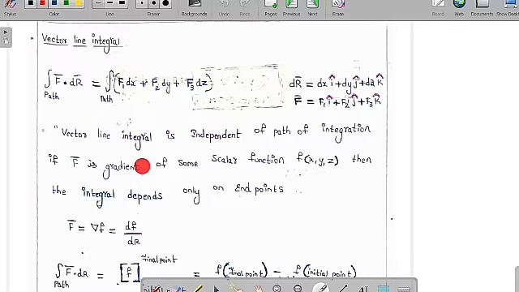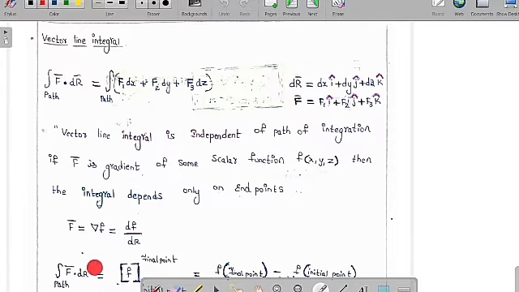Otherwise, we can say blindly that it is going to depend upon the path it travels. So this vector line integral is independent of the path of integration if f bar is a gradient of some scalar function, and then the line integral depends only on the endpoints, or simply we can say that the field is conservative in nature. So f bar is nothing but del f, meaning this vector f bar is equal to the gradient of some scalar function f, or simply we can write df by dr. If you substitute here, the dr and dr are going to get cancelled.